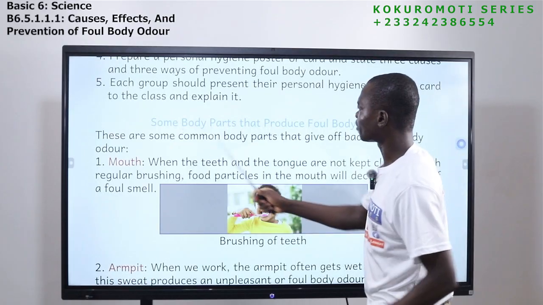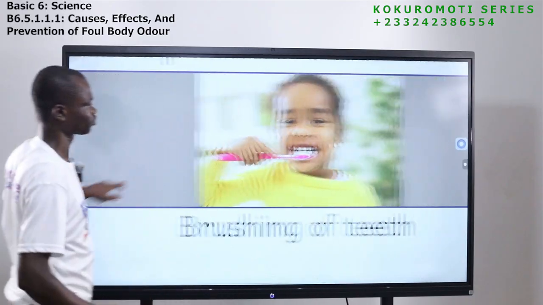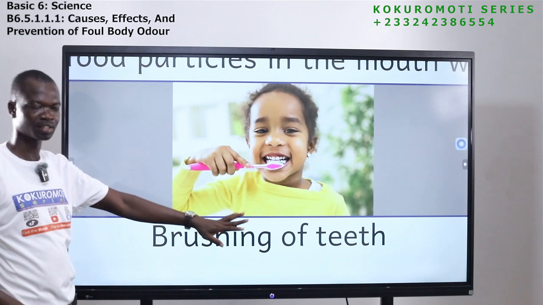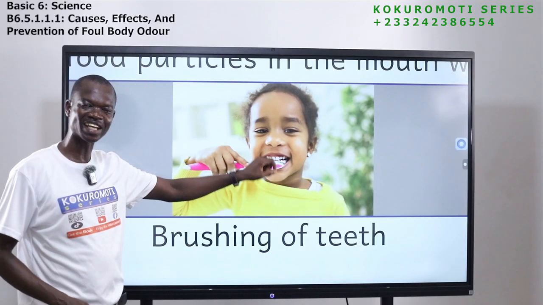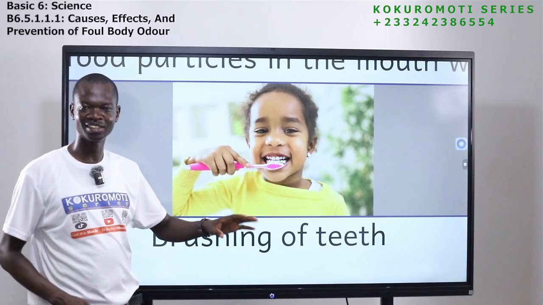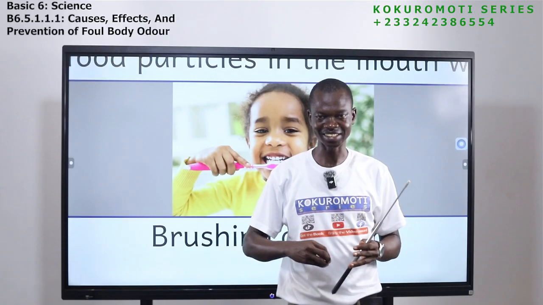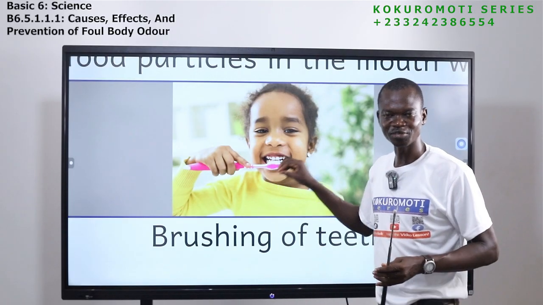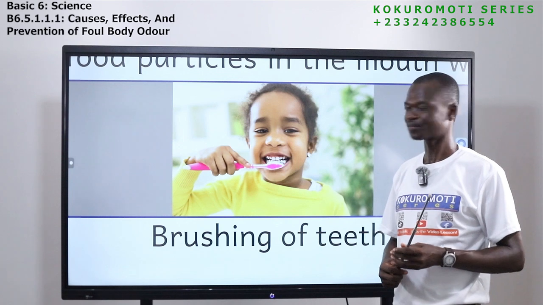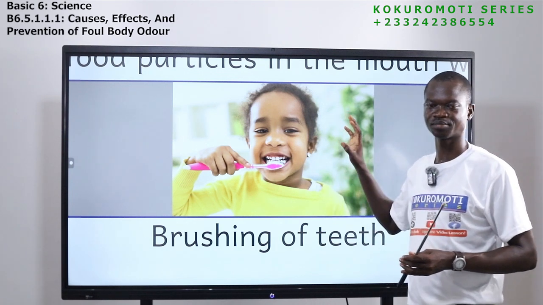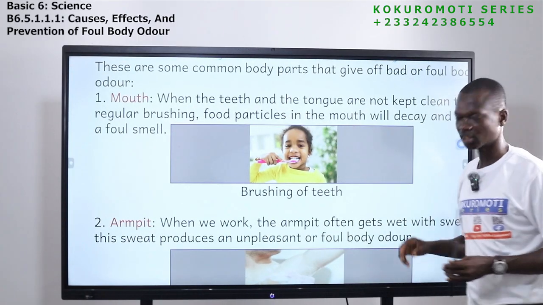So now we are going to look at some body parts that produce foul body odor. Now let's look at it. The first one is the mouth. This is the mouth. We eat food. The food is always here. We chew it, we use our tongue, our teeth, and the lips to make sure the food is broken down into smaller parts before we swallow it. So here, because of the food that we eat, sometimes our mouth produces what? Unpleasant smell. So what we have to do is to brush our teeth. So this is one of the parts that produces foul body odor, the mouth.